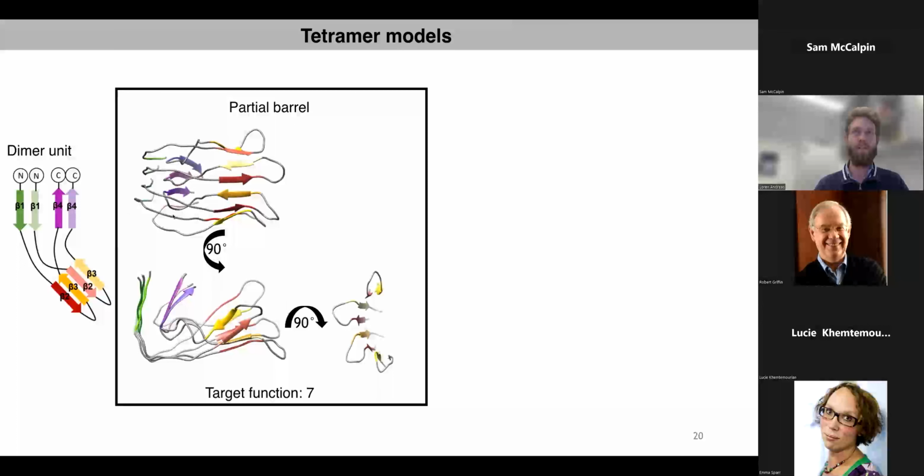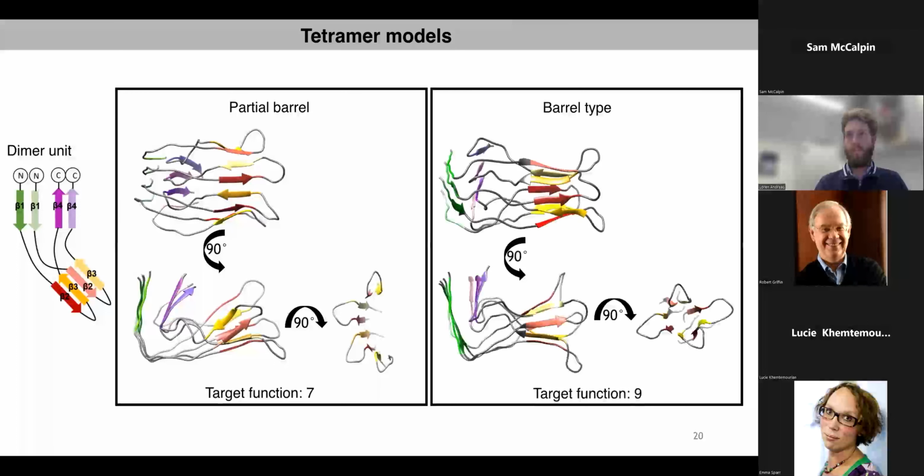The parallel in-register segment is colored here in green and purple, the antiparallel barrel segments in red and yellow. And then we can also model some barrel type structures where we close this interaction and the interbarrel section then forms a barrel-like structure. These are, of course, very appealing looking, but we don't have any direct evidence for this type of structure at this point. We do see only a single set of chemical shifts, and so that's one of the things we have to consider when looking at these.